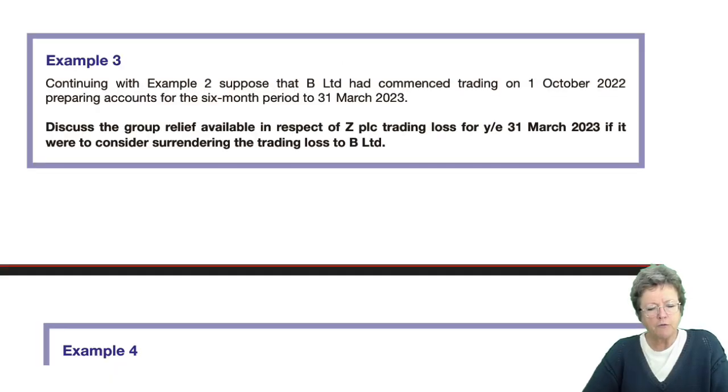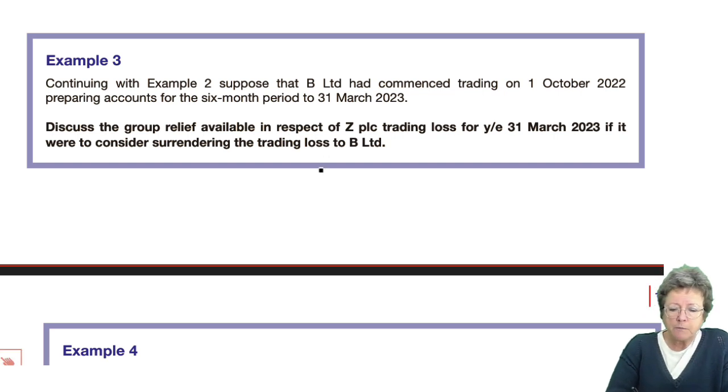So continuing from example 2, suppose that B Limited had commenced trading on the 1st of October 22, preparing accounts for 6 months ended March 23. Discuss the group relief available in respect of Z plc, trading loss, for the year ended the 31st of March, if it were to consider surrendering the loss to B Limited.